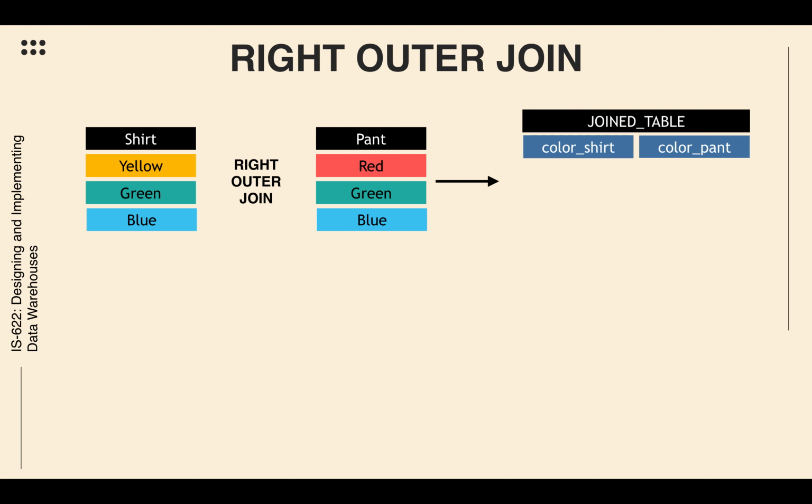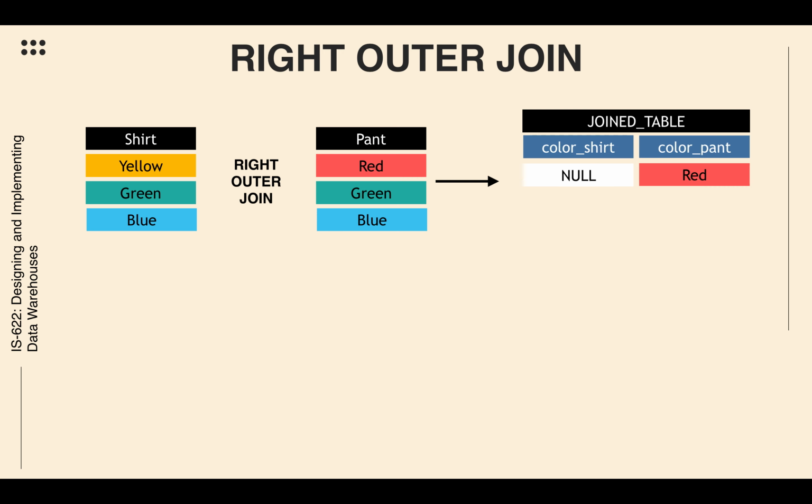Here yellow will not be included because yellow is on the left table, and I'm doing a right outer join. If yellow doesn't have a match on the right side, I will not include it. So I will start with red first, because I have to start the join from the right side. First I will look for red. Is there any matching red on the shirt side? No.